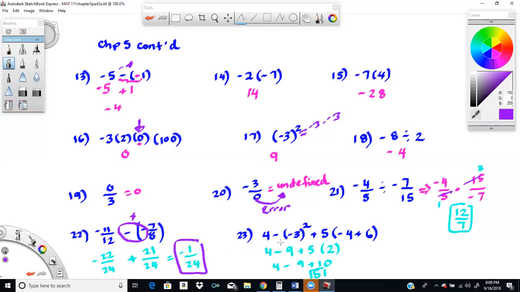Number 23, you have an order of operations. All right, and so what we did was we squared the -3 to get 9, so that's 4 minus 9 plus 5, and then I worked inside the parentheses for 2, and then we got 4 minus 9 plus 10. That's multiplication, and then I added and subtracted from left to right. -5 plus 10 is 5.